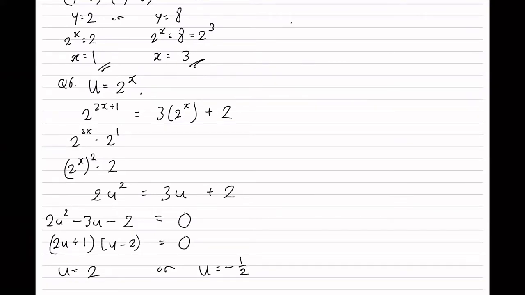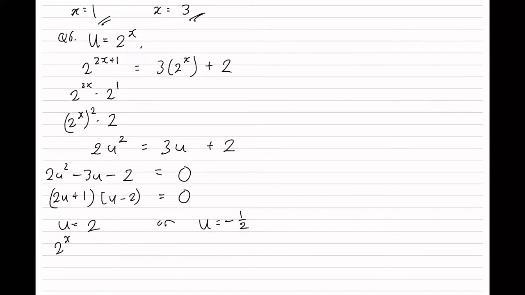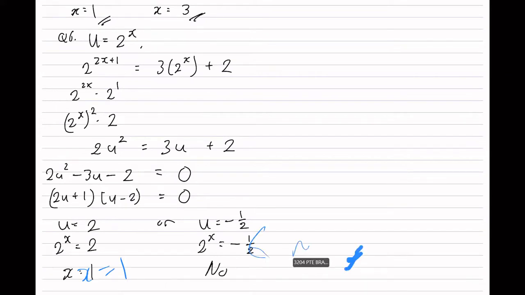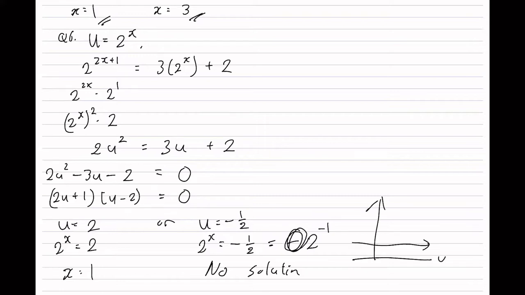But u is actually 2 power x. So we replace. Remember, the goal is to find x. And then this one, no solution. Yes, it's a no solution, because this is negative 2 power negative 1, no solution because of the extra minus. Y equal negative half is at the bottom here. Y equals 2 power x is at the top here. No intersection, no solution.